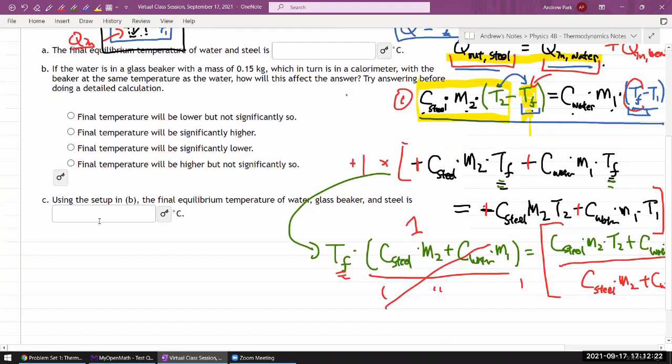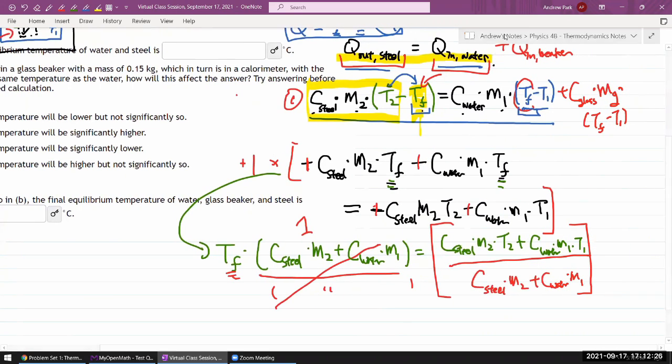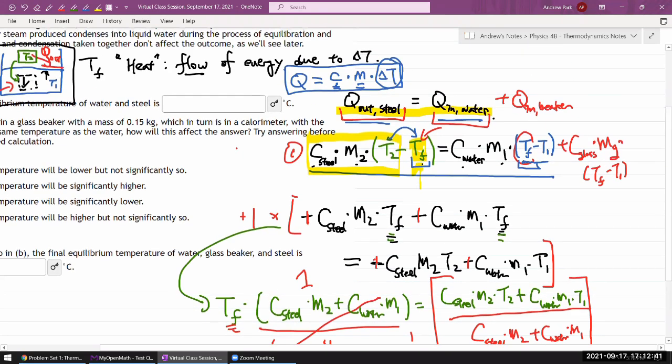And doing part C takes more algebra. So I did the first step modification here. You have to do the remainder of the modifications starting from here, or maybe just redo the algebra, solving for T final and plugging in numbers. So yeah, that's the calorimetry problem.